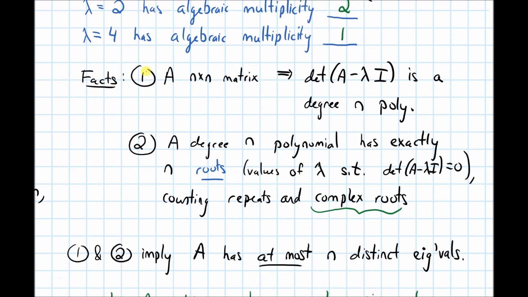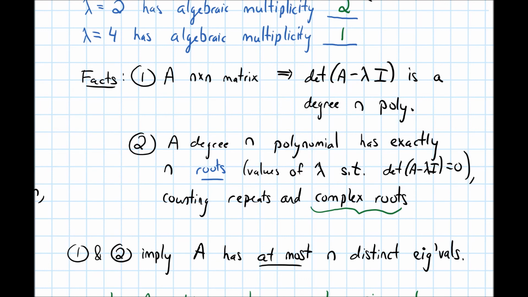Okay, so these two facts together, 1 and 2, imply that a matrix can have at most n distinct eigenvalues. So our matrix A can have at most n distinct eigenvalues. It can't have more than n different eigenvalues.